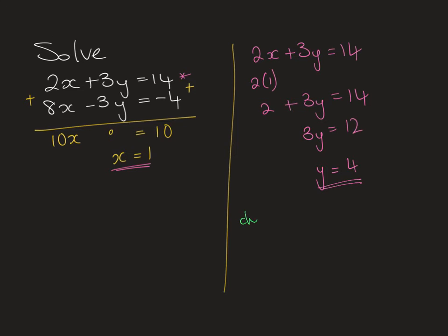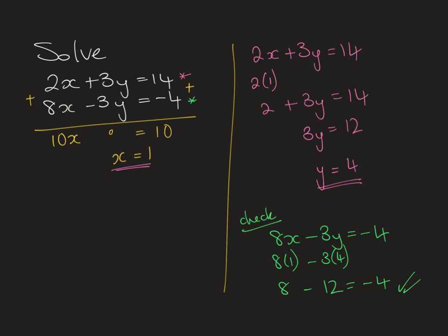Again, I'm going to check my answer by using the equation I've not already used. 8x take away 3y is equal to negative 4. 8 times 1, 8 times our x value is 8. Take away 3 times 4, our y value. 3 4s are 12. And 8 take away 12 is negative 4. So again, we know it's correct.